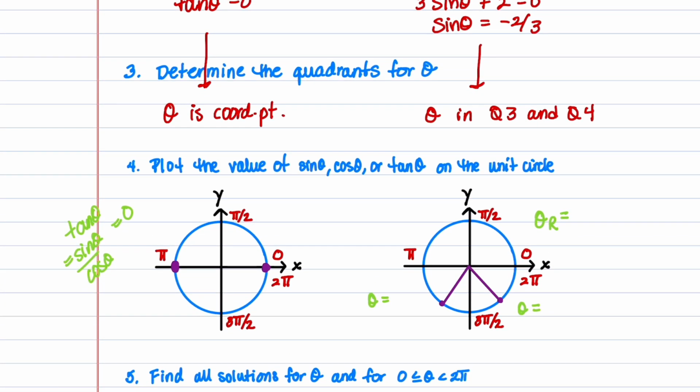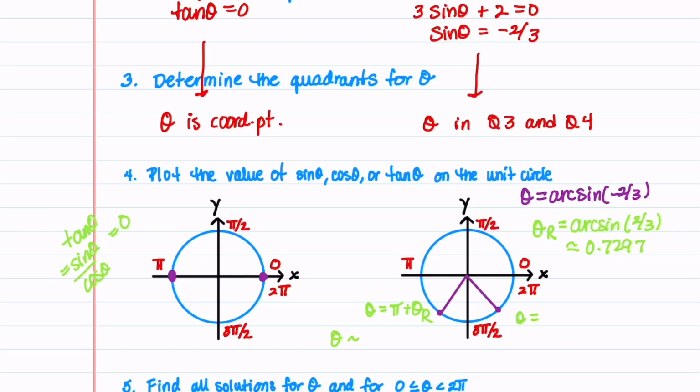Let's make a note that theta is going to be arc sine of minus 2/3. So our reference angle is going to be arc sine of 2/3. And that is approximately, when you put it in your calculator, 0.7297. Our angle in our third quadrant is going to be pi plus theta sub r. Theta is approximately pi plus 0.7297, and this is approximately 3.8713.